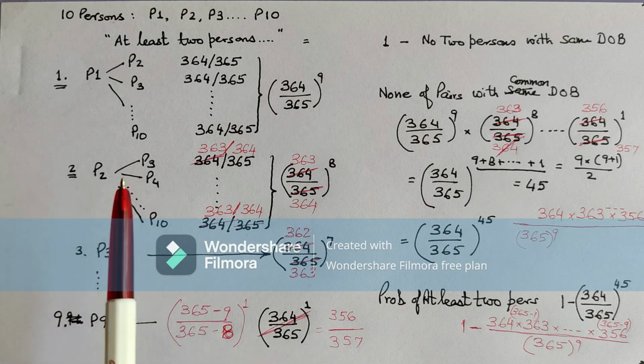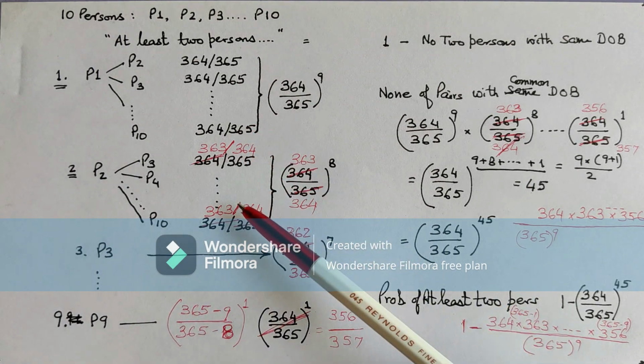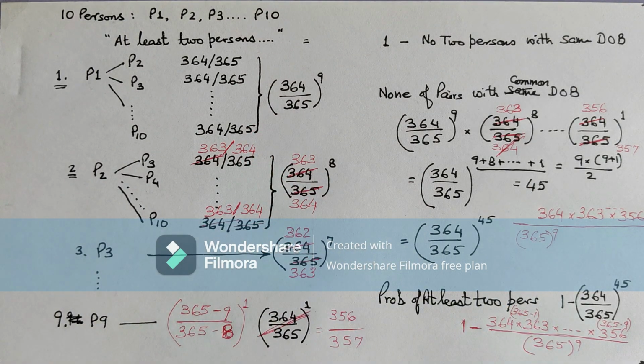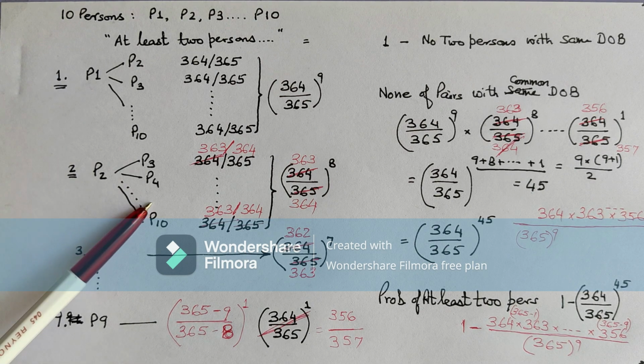Now notice how we went on a wrong path of logic. This event did impact the probability of this event, which we had overlooked.